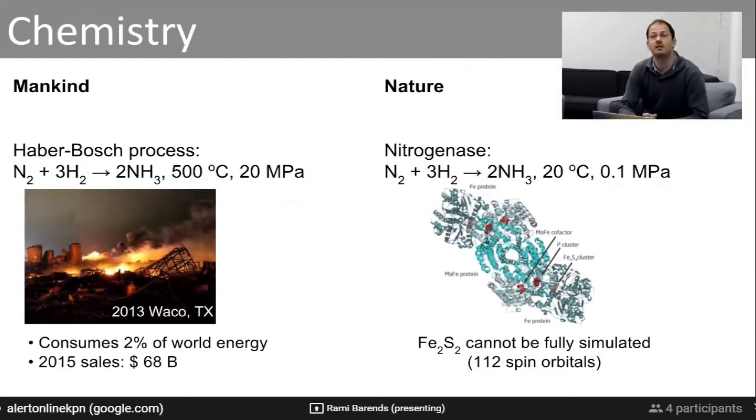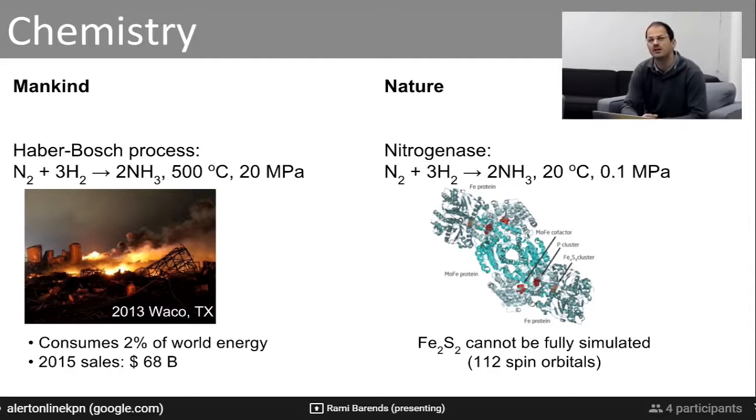Another example is use in chemistry. I'm going to talk about nitrogen fixation. It's a process used in the manufacturing of fertilizer. Mankind uses the Haber-Bosch process to capture nitrogen in ammonia, as you can see here. It is a process which occurs at high temperatures and high pressures. It's a bit dangerous. Sometimes fertilizer plants explode. It's an energy-intensive process. It consumes 2% of the world's energy. That's coal, oil, anything. And last year, sales of nitrogenous fertilizer, as well as other fertilizer, were $68 billion. So it's a big field.